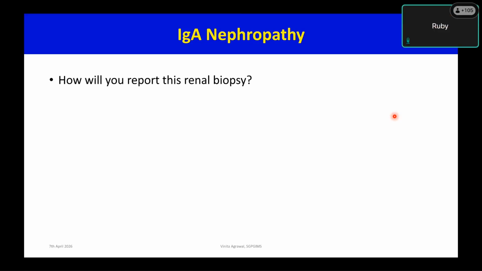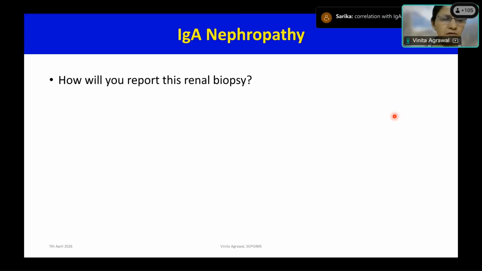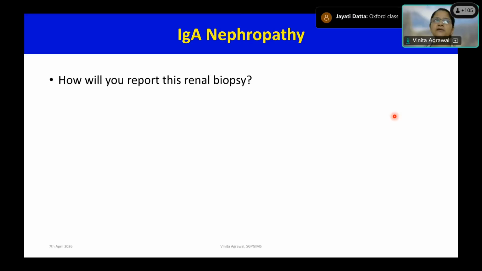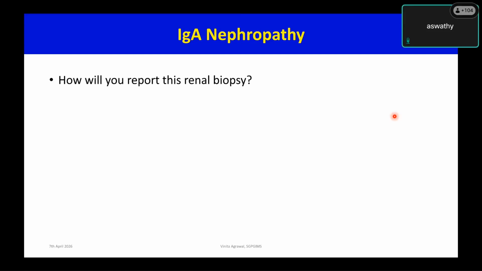The presence of electron dense deposits. But you're already seeing deposits on immunofluorescence, so you don't need an EM to look for deposits. See, if you do electron microscopy in each and every biopsy, you will delay the diagnosis, right? Yes, ma'am. First you will have to release a biopsy report with immunofluorescence and light microscopy. What else will you add in your report?